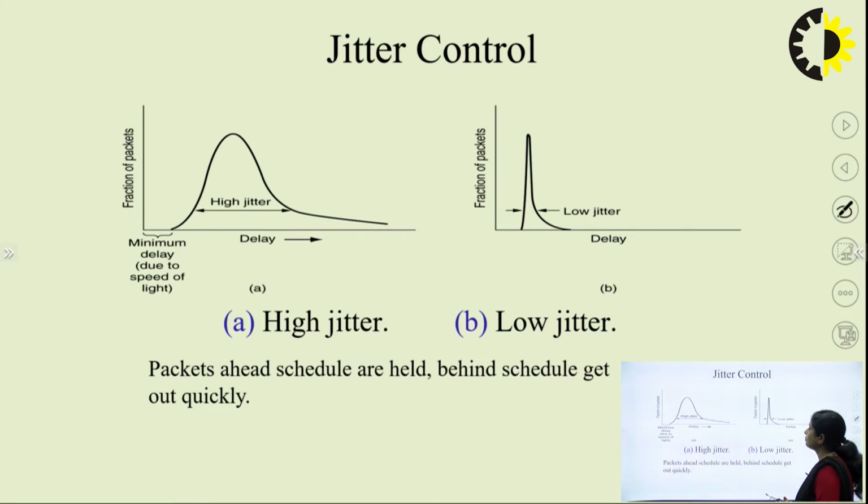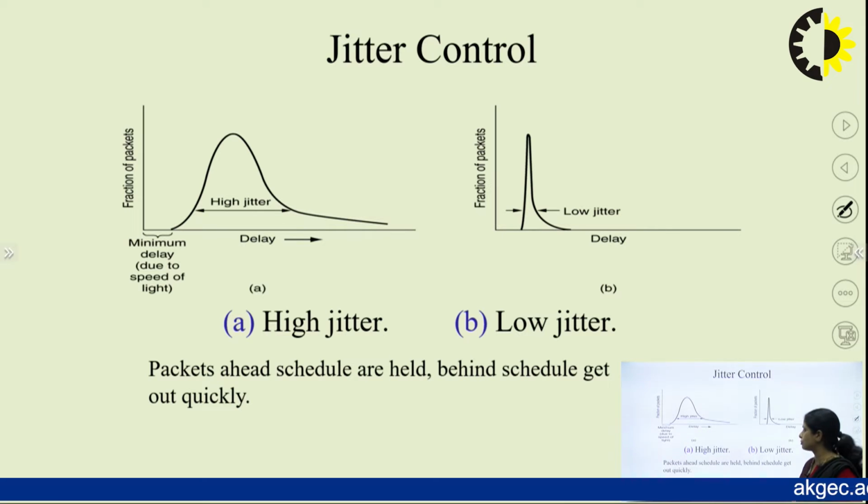So, we have jitter control. What is jitter in the case of computer networks? When packets are arriving, if there is a variation in the rate of arrival of the packets, that is known as jitter. Too much variation is not acceptable, that is not required. So, we need to have some jitter control methods.